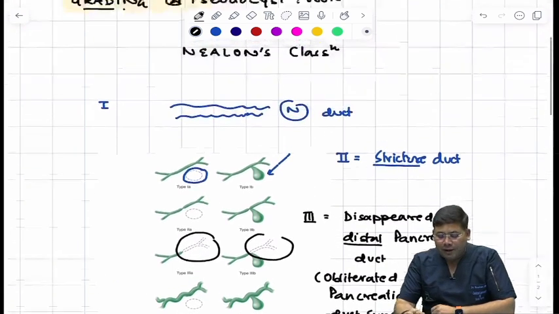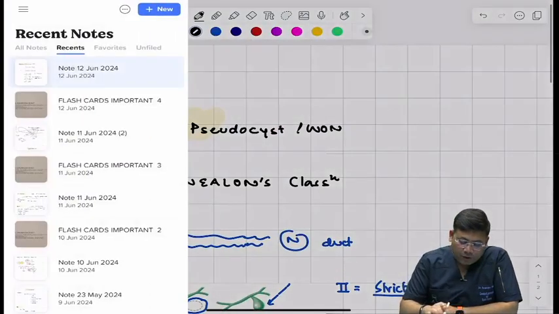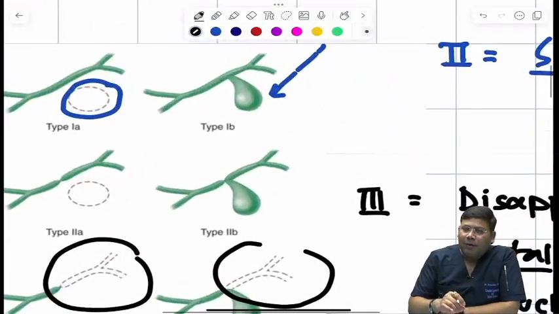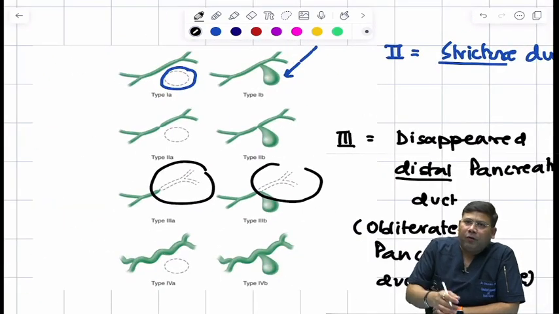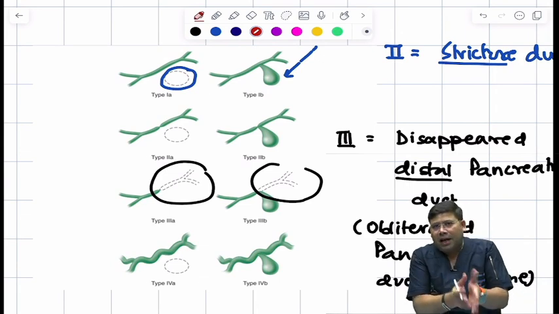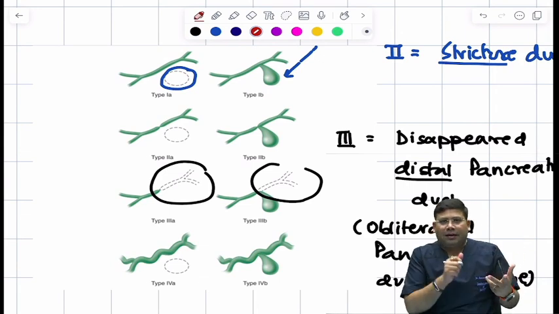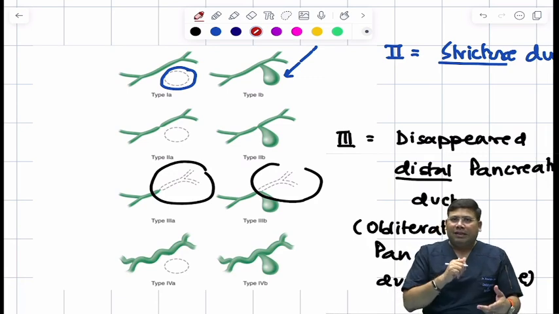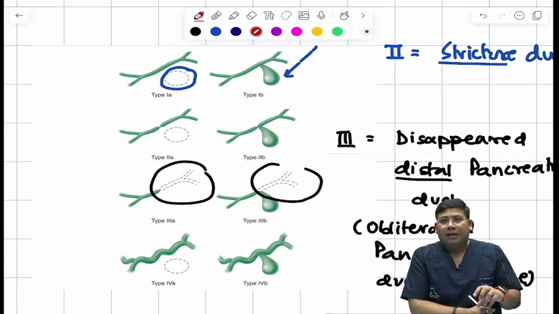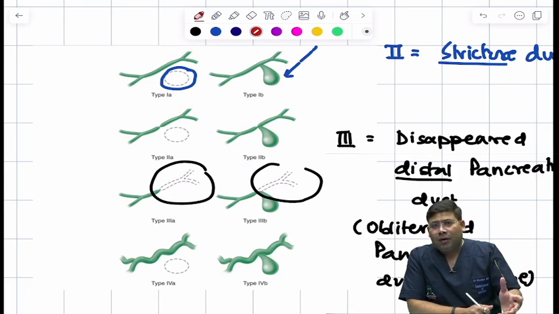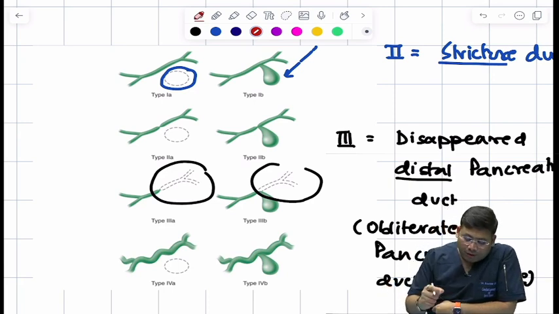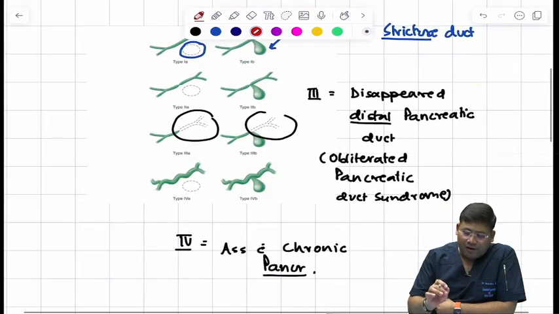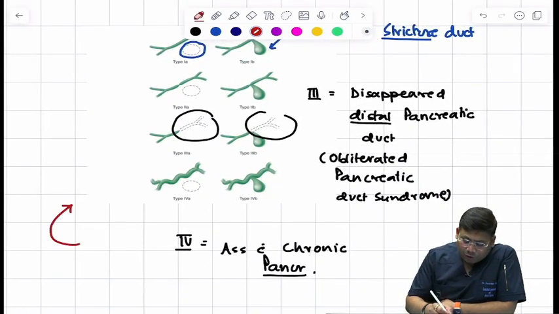Now try to understand, if you see this image, we have type 1A, 1B, type 2A, 2B, type 3A, 3B, 4A, 4B. What is the significance of this A and B? One thing I understood, sir: if the duct is normal it's a type 1, if it is a strictured duct it's a type 2, if it is an obliterated duct then that is a type 3, and if it is associated with chronic pancreatitis duct then that is a type 4. Now try to understand one very interesting fact, that what is type A?